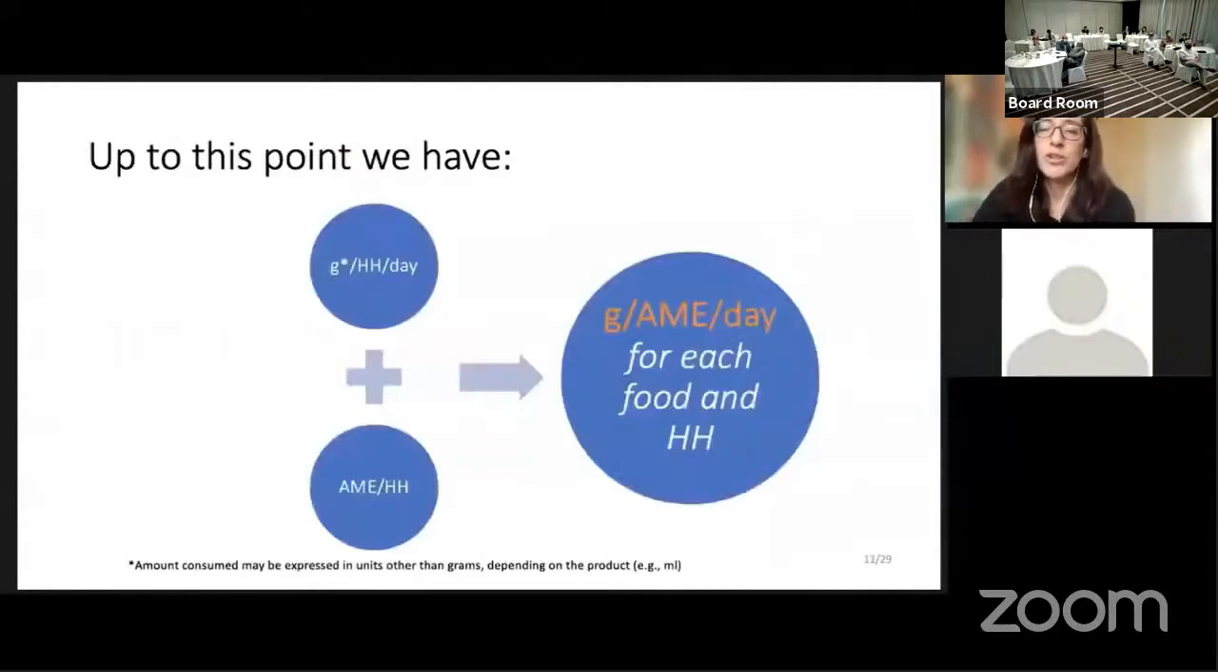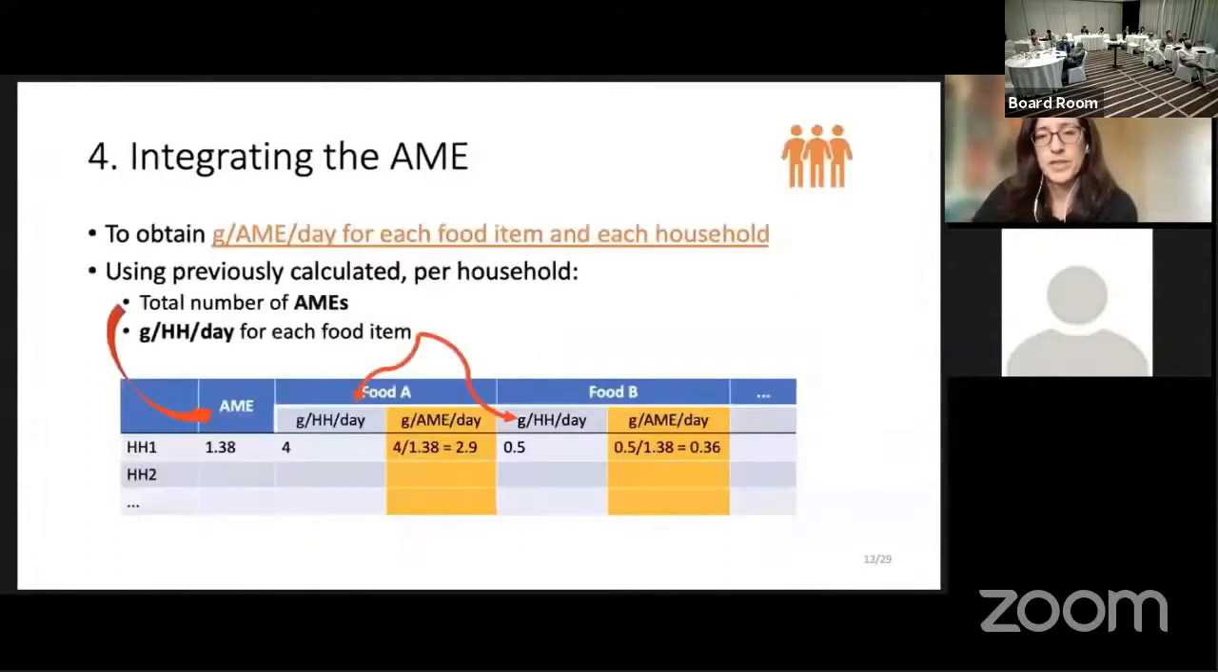So to recapitulate, earlier, we calculated the number of AMEs per household, and then we calculated the amount of food consumed per household per day. Logically, what we'll do next is use this information to estimate the amount of food consumed per AME per day. Specifically, we will divide the amount of each food consumed per household per day by the number of AMEs in the household to obtain the amount consumed per AME per day for each household. And now we finally have transformed expenditure data into individual food consumption data. But there are still a few more adjustments to make this information as accurate as possible.